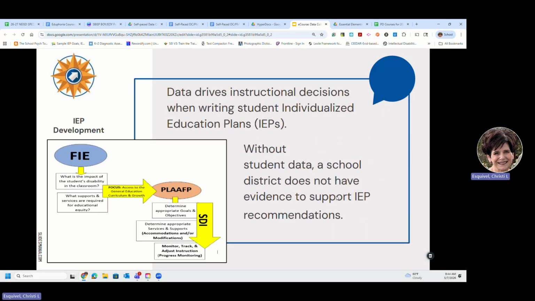As we look at this slide on the purpose of data collection, notice how it connects instruction, documentation, and communication. Without reliable data, it becomes nearly impossible to determine whether a strategy is working or whether a student is truly making progress.